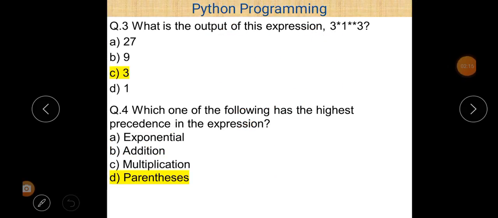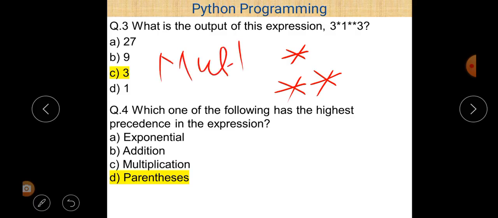Let us take another question. What is the output of the expression 3 star 1 double star 3? The important thing in this question is that there are two operators used. First one is star and second is double star, asterisk and double asterisk. So what is the meaning of these two operators? As you know, star represents multiplication, and double star represents exponent.